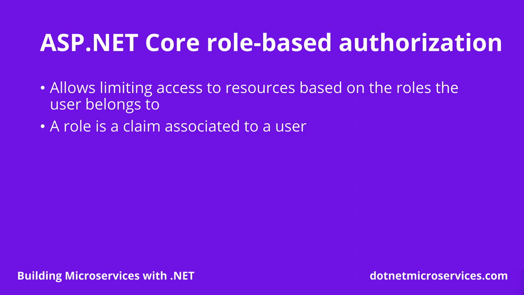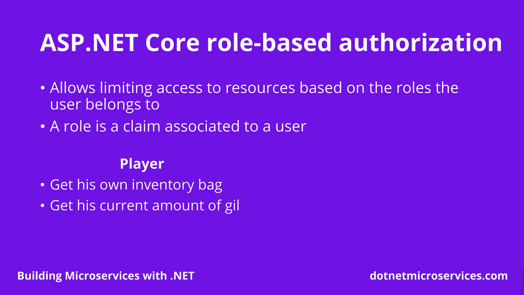Our identity microservice can keep track of the roles associated to each user, and when our other microservices receive this new claim as part of the access token, they can decide what kind of permissions to grant on their own resources based on the role. So, for instance, if the role assigned to our user is player, our inventory microservice might decide to only allow the get operation that retrieves the inventory back of a player, and our identity microservice would only allow getting the current amount of yield associated to the authenticated player.